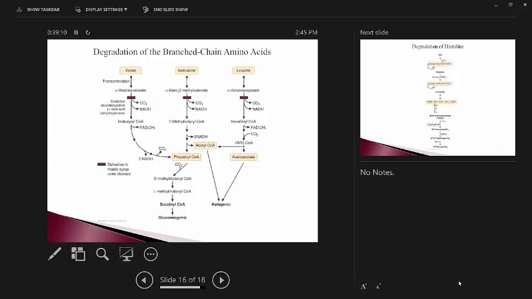Okay, this is the degradation of the branched chain amino acids. Here's the stuff we gave you before, propionyl-CoA, and it goes to gluconeogenic. So valine, isoleucine, and threonine are all branched chains, meaning they don't have straight chains. And what happens is they're converted into keto acids, and then they are worked on by an oxidative decarboxylation, alpha-ketoglutarate dehydrogenase-like enzyme.